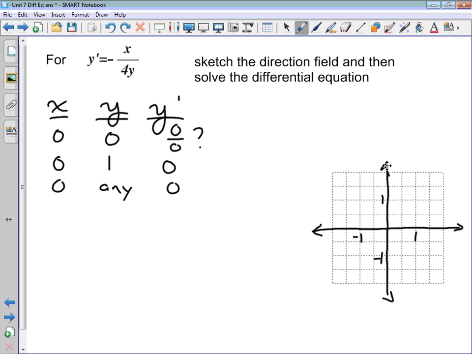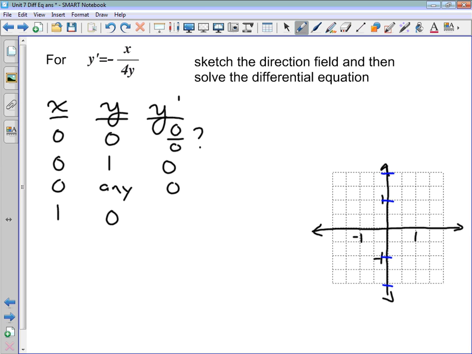So at 0, 1, put a horizontal line. At 0, -1, put a horizontal line. We'll put one up here at 0, 2, and 0, -2. I'm going to leave that point 0, 0 still, because this pattern seems to suggest that we should have a horizontal line there in the middle, but we're going to leave it. So now let's pick something different for x. Let's pick x equals 1. Let's choose y equals 0.